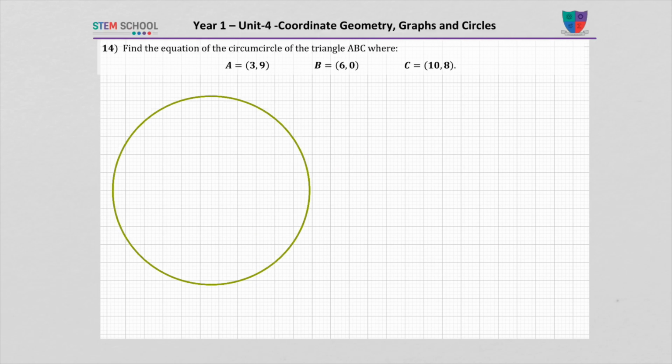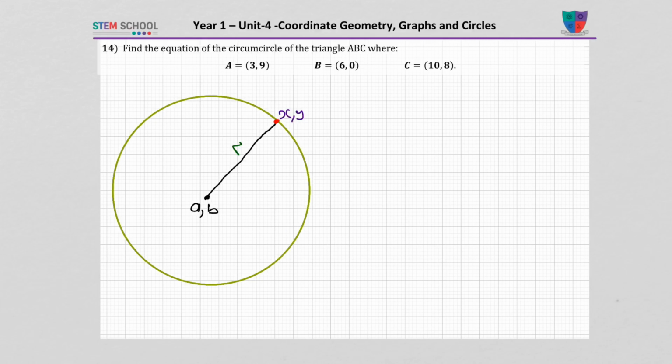If you have a circle and you draw a line from the center of the circle to the circumference, you call the circumference point (x, y). That's the point here at the circumference. This line is the radius, and the center of the circle is called (a, b).